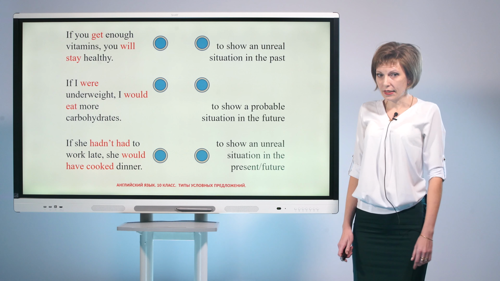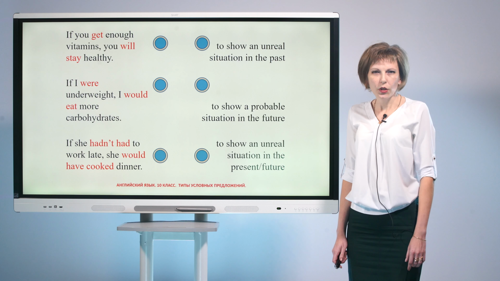So, look at the first sentence. If you get enough vitamins, you will stay healthy.